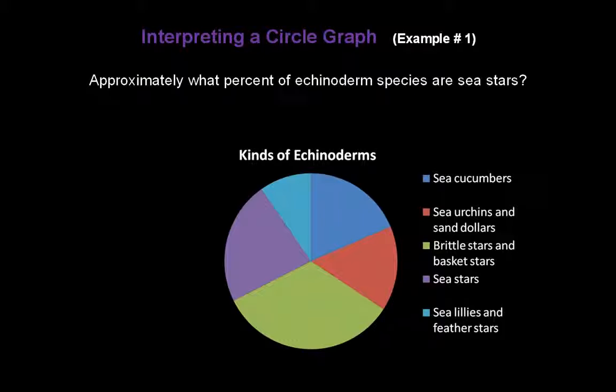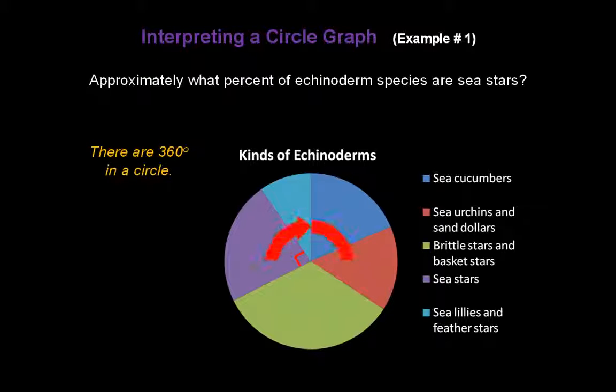Approximately what percent of echinoderm species are sea stars? Well, let's locate the sea stars section. It's the purple sector of our circle graph. In order to find out what percent of the entire circle is made up of the purple area, we want to look at the angle formed from the center of the circle. That's the angle of the purple sector. If you take a close look at it and you know something about circles and angles, that looks suspiciously close to a right angle or a 90-degree angle.